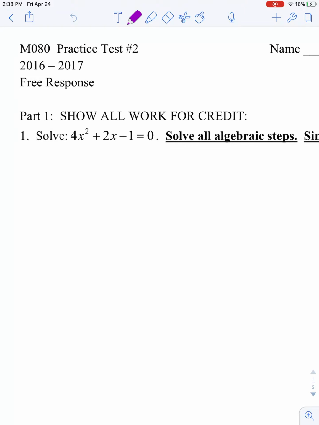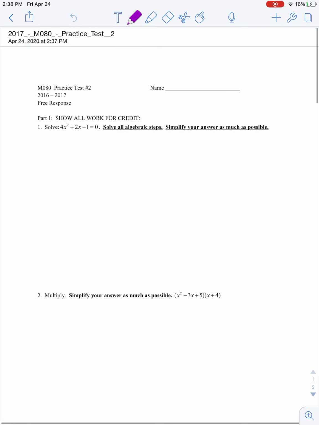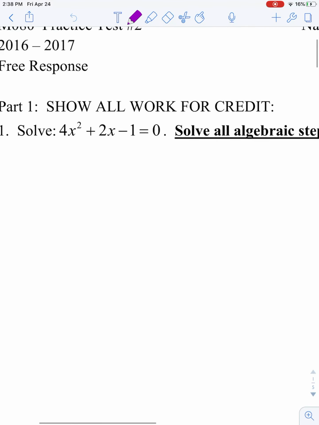Okay, so again, I want to show you these 4 free response problems. Again, there's 8 on the test. They're going to be similar to these 8. Okay, so this first one here, it says show all algebraic steps.